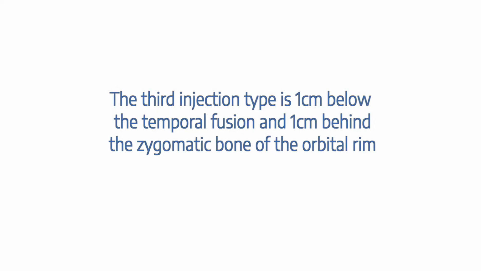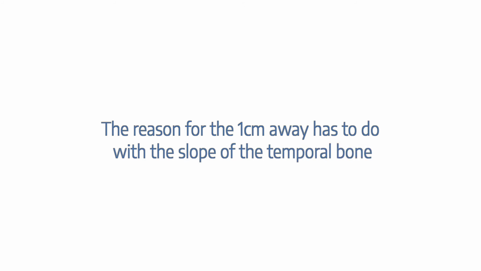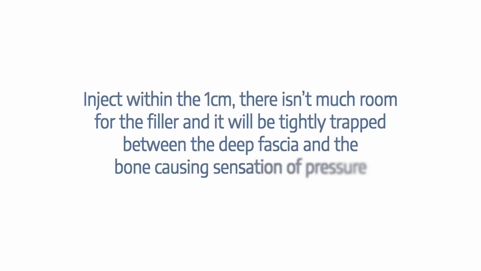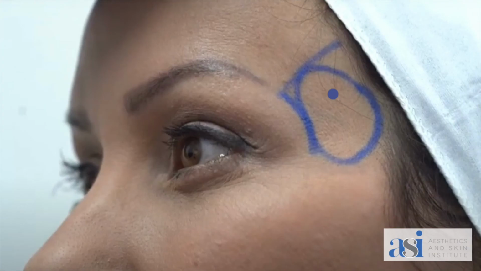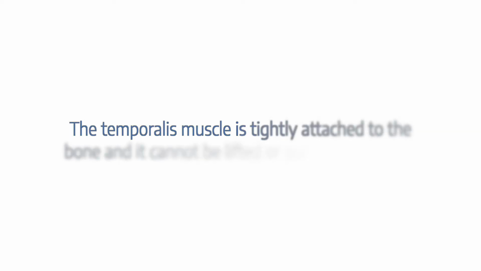The third injection type is 1 cm below the temporal fusion line and 1 cm behind the zygomatic bone of the orbital rim. The reason for the 1 cm away has to do with the slope of the temporal bone. I'd inject within the 1 cm. There isn't much room for the filler and it will be tightly trapped between the deep fascia and the bone, causing a sensation of pressure. The injection at this point is given after the needle touches the temporal bone, so the filler is placed in the supraperiosteal plane.